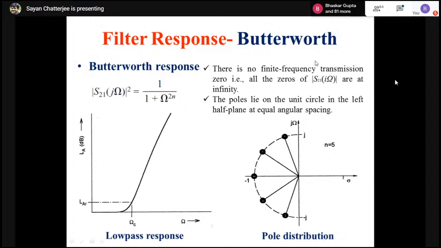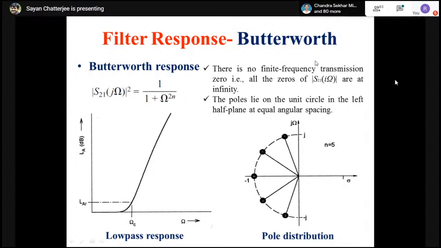We all know that if the poles of a filter belong to the left side of the sigma j omega plane, then we say the response is stable, from the theory of stability. And we can see here that generally the poles of the Butterworth filters lie on the left side of the real part, sigma. So it means the poles have very specific positions, and there are no finite transmission zeros, because you have seen that the response is very flat here.